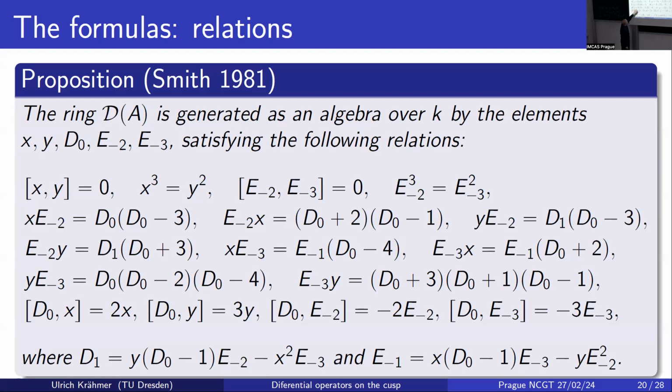Okay, there are the multiplication operators, x and y. They are the zeroth order differential operators, the coordinate functions on the cusp. And then there are these d's and the e's, which are these strange differential operators. Well, some are not so strange, but those second and third order ones are pretty crazy. But with some work, one is able to write out a complete set of relations that they satisfy.